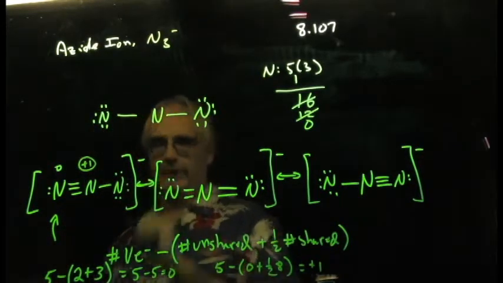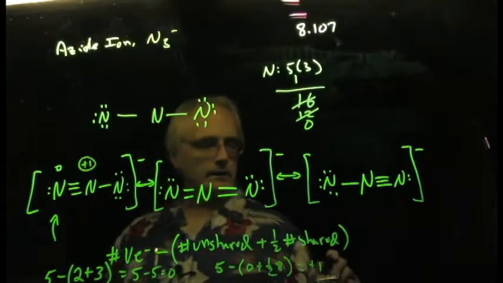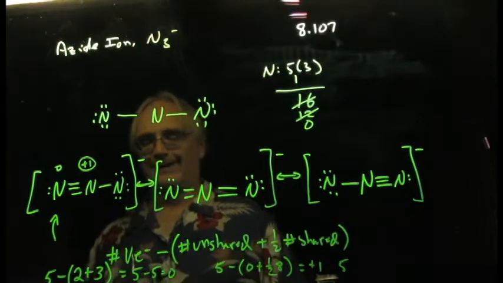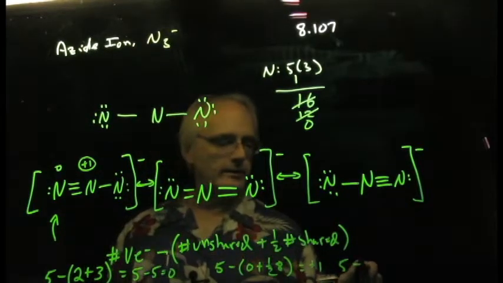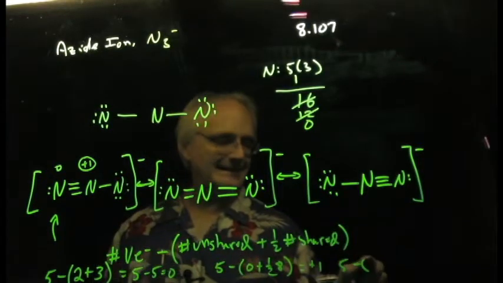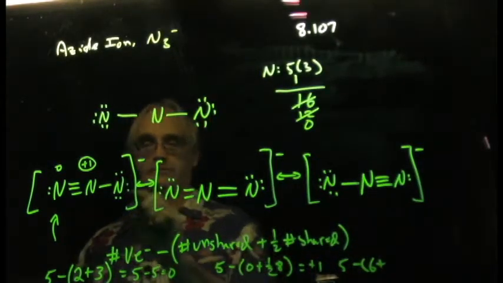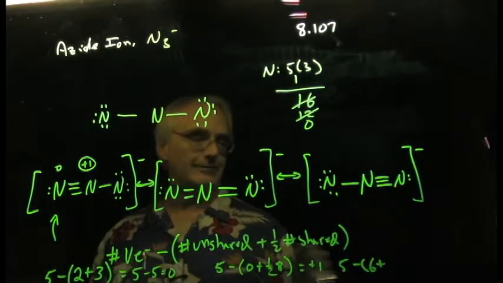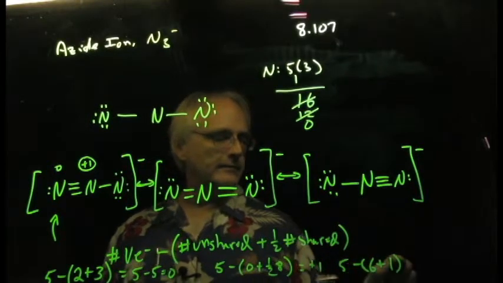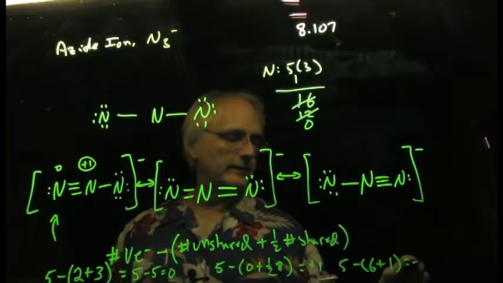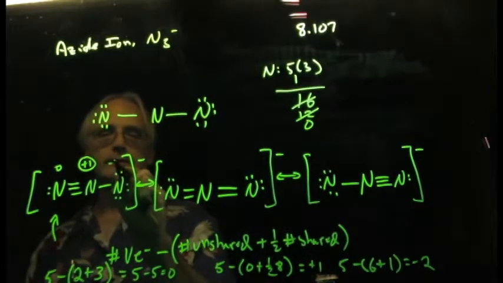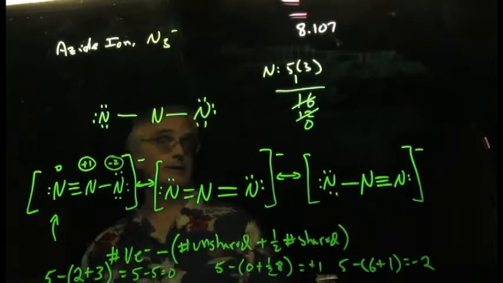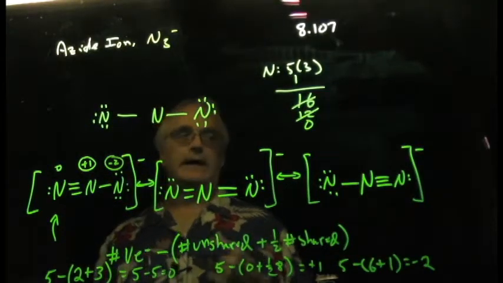And finally, I'm going to do this nitrogen over here. Column 5, it's a nitrogen, 5 valence electrons is what the atom would have on the periodic table, minus number of unshared, 6, plus half the number of shared, only 2 electrons are shared on this particular nitrogen, half of that is a 1, okay. 5 minus 6 plus 1 equals negative 2. Sure enough, the formal charges, 0, plus 1 and minus 2, add up to negative 1, the overall charge of the ion. That's no great surprise.